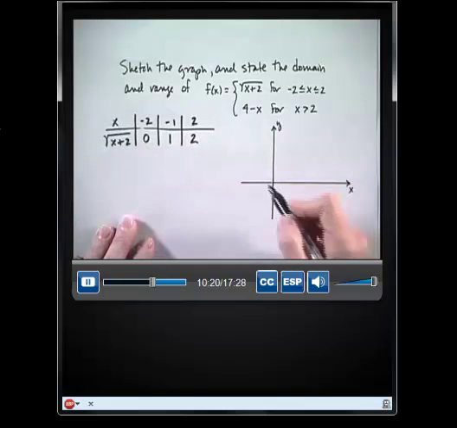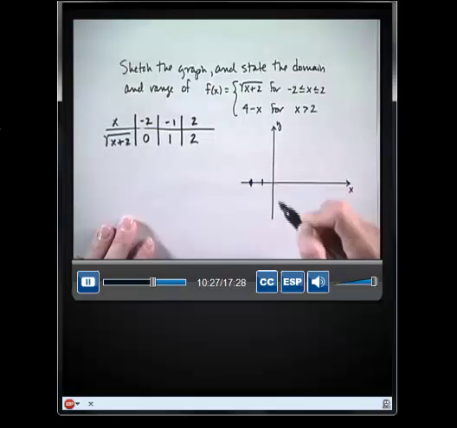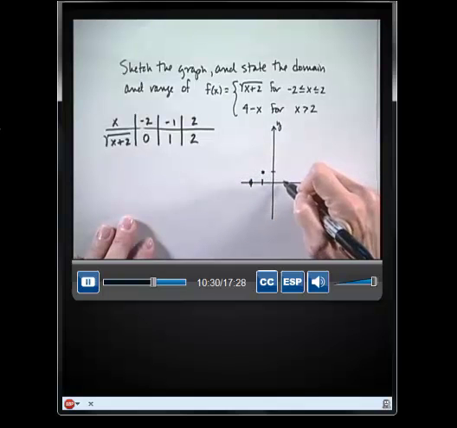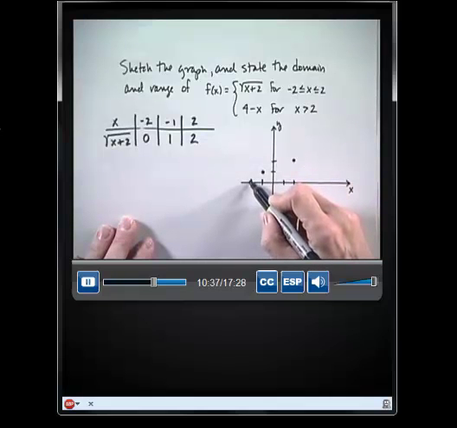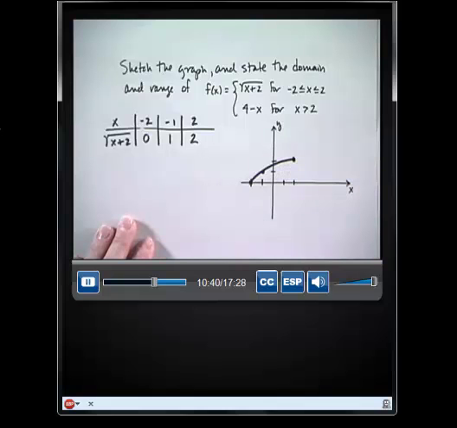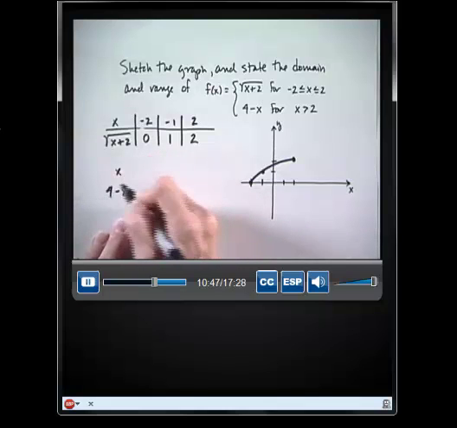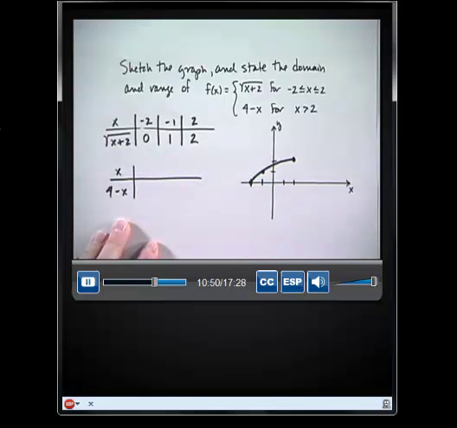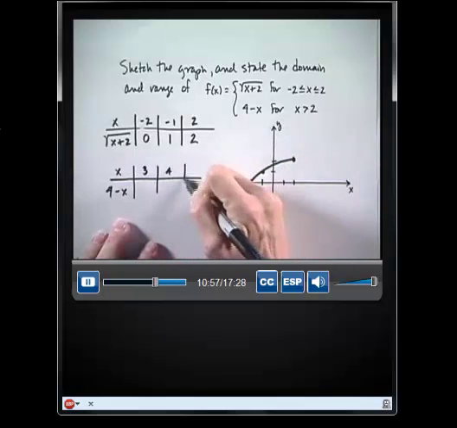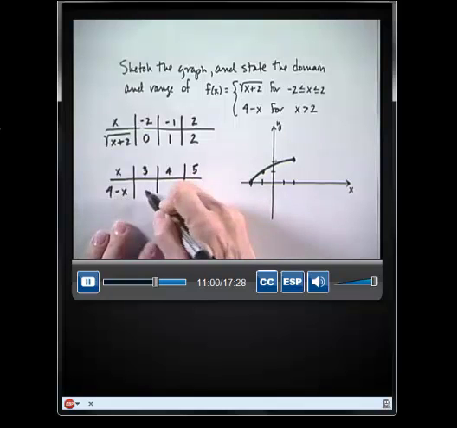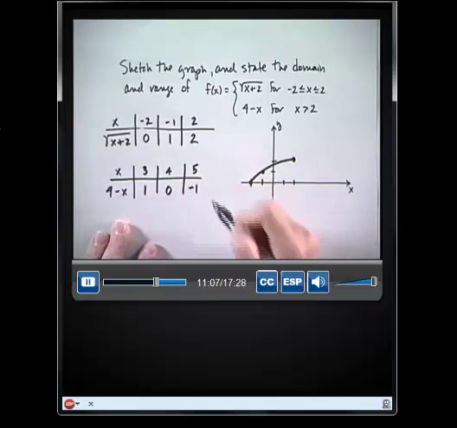So plotting that set of ordered pairs, I have the points negative 2, 0, negative 1, 1, and 2, 2. And so a piece of my piecewise function looks like that. Now there's another piece. There's 4 minus x for x greater than 2. So let's see how that piece of the function will look by making a set of values that'll work. Let's pick things greater than 2 for x, like 3, 4, and 5. If x is 3, 4 minus 3 is 1. If x is 4, 4 minus 4 is 0. If x is 5, 4 minus 5 is negative 1.